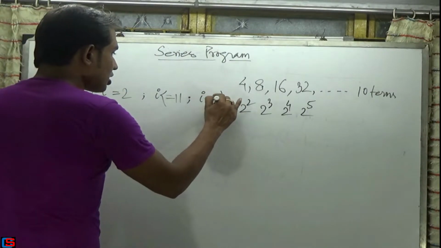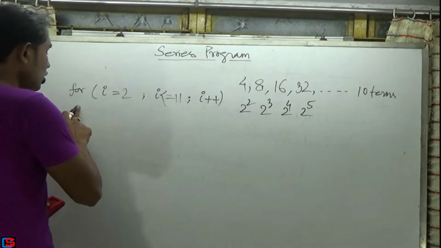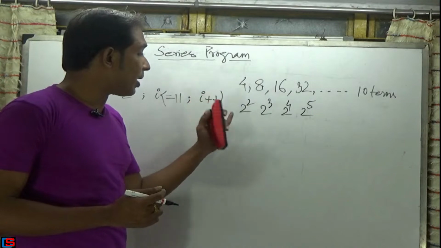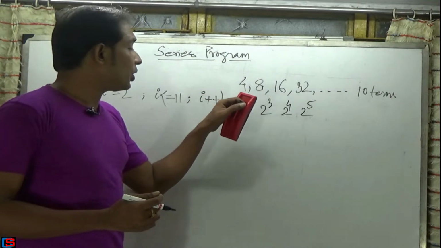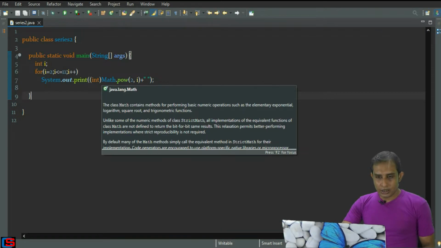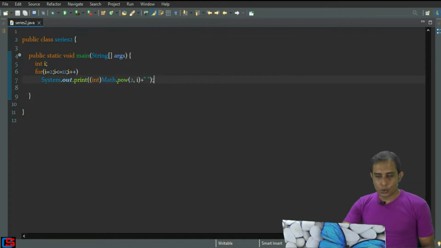Now the value is increased by I plus plus, and within this we are going to square the value, that is, raise 2 to the power I. Okay, now come to the next question, the series 2. You can see the initial value is 2 and the final value is 11, and the power function is being used to raise the value to the power I, and the value will be converted explicitly into integer type, and that's why I'm using the explicit type conversion here.